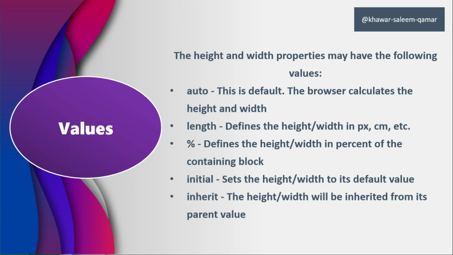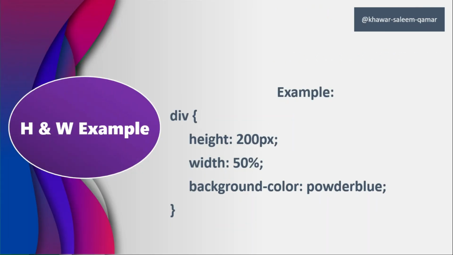The next format of giving a value for height or width is initial, which sets the height and width of an element to its initial value. And another predefined value for height or width is inherit. With inherit, the element would actually inherit the height or width of its parent element.